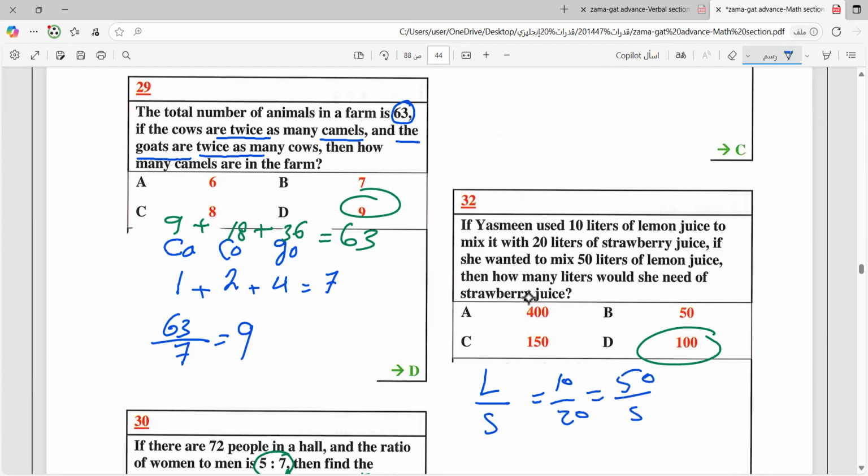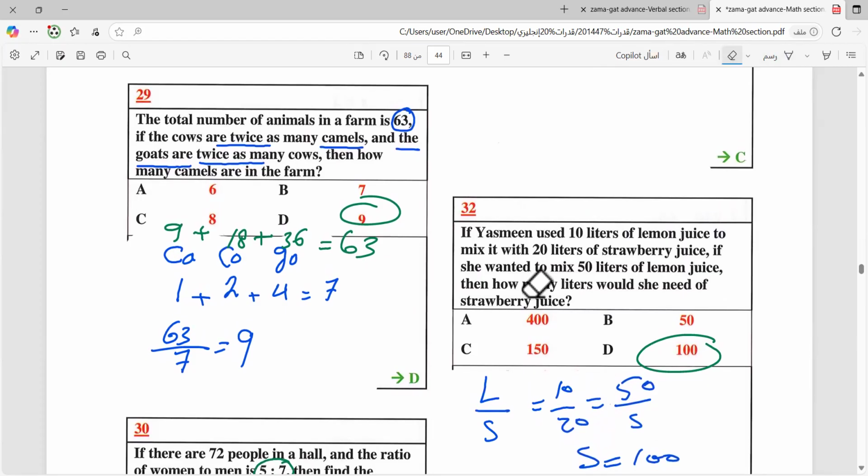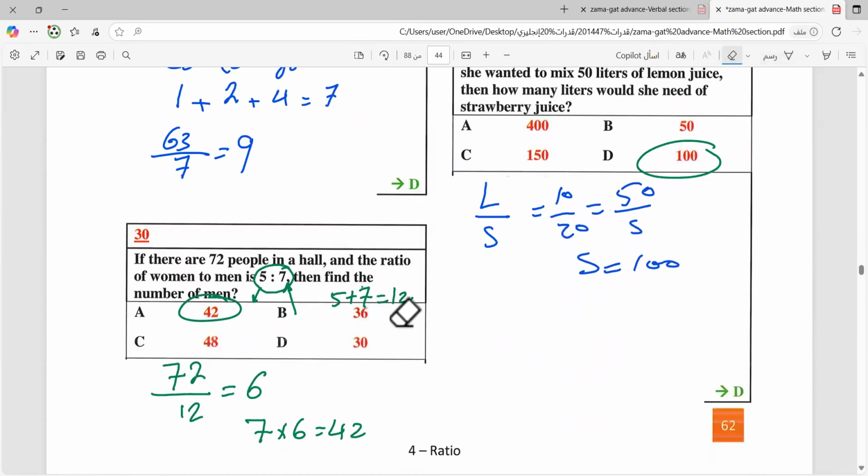So 10, we multiply by 5. This, we multiply by 5. So it equals 100. Or you can use cross multiplying. Then you find it is 100. Correct. Good job.